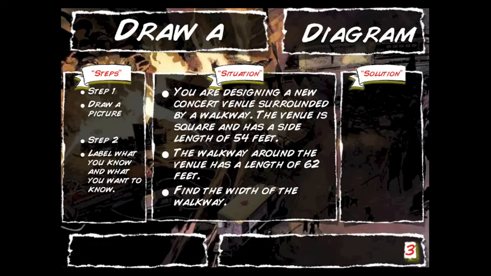If you look at the picture, you know that the entire length from top to bottom is 62 feet. Well, part of that 62 feet is the 54 feet inside on the stage. And you've got a space at the top and a space at the bottom. Let's call those spaces X, because that's what I'm really looking for. That's how wide my walkway is. Well, if I know that the whole thing is 62, then I should be able to add those pieces together to get my total distance.